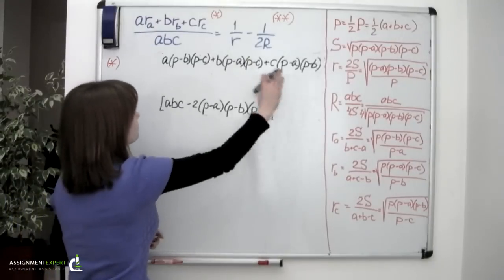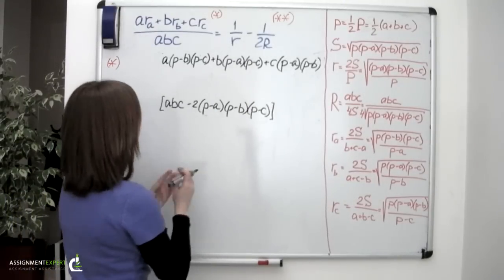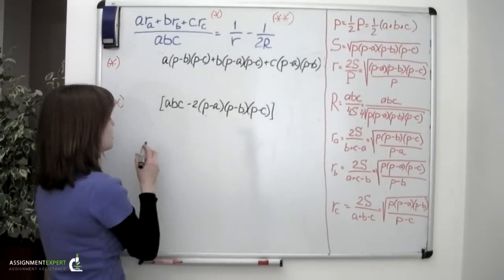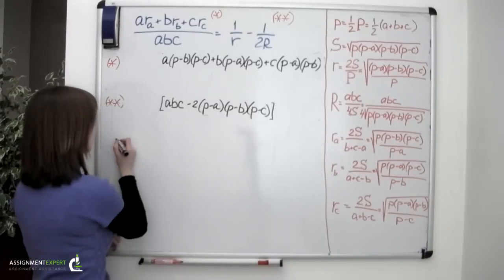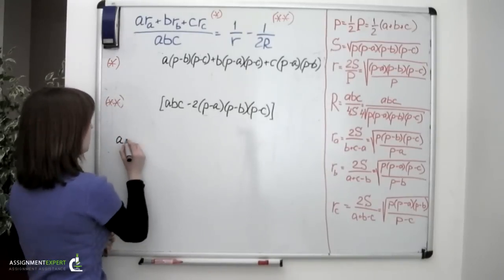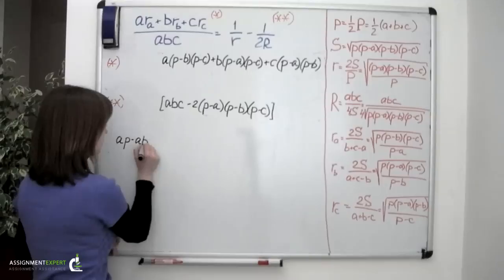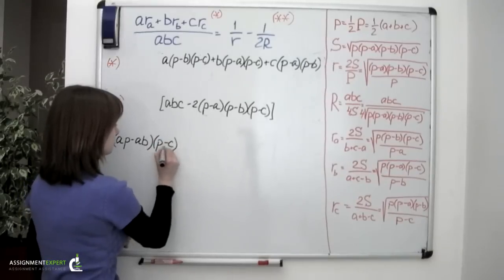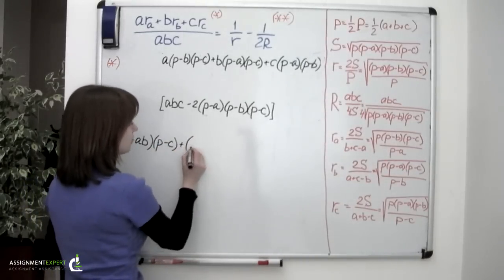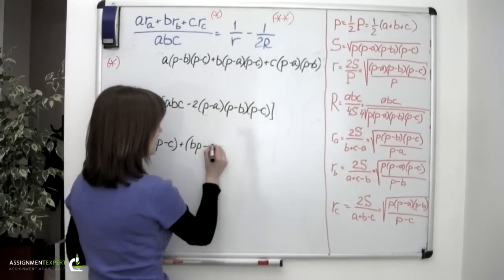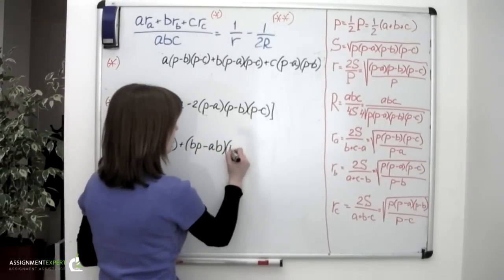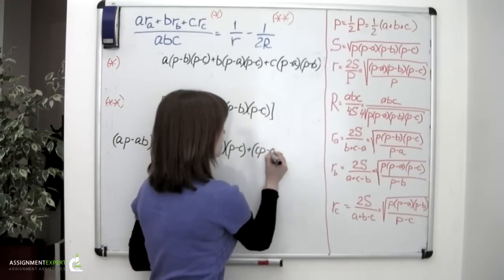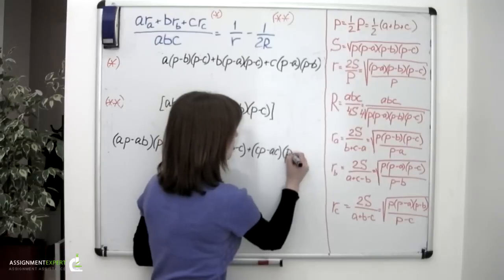Now let's take a look at the first one. Let's see if we can simplify it. I suggest that we open these parentheses and we'll do this step by step. So we'll have (AP minus AB) times (P minus C) plus (BP minus AB) times (P minus C) plus (CP minus AC) times (P minus B).